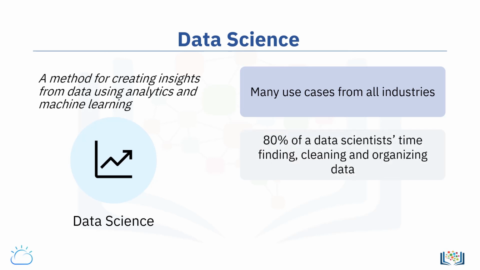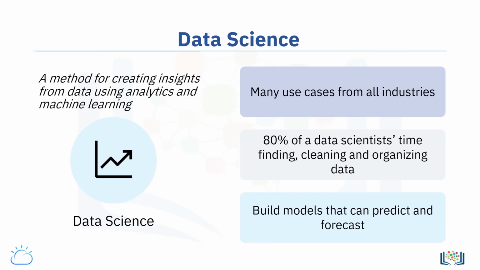Good data quality is essential to solving these use cases, but about 80% of a data scientist's time is spent on finding, cleaning, and organizing data. Once we have good data, we'll be able to build models that can predict and forecast trends.